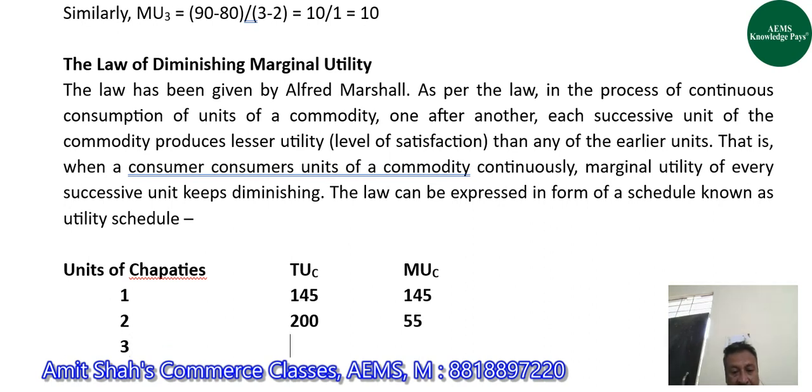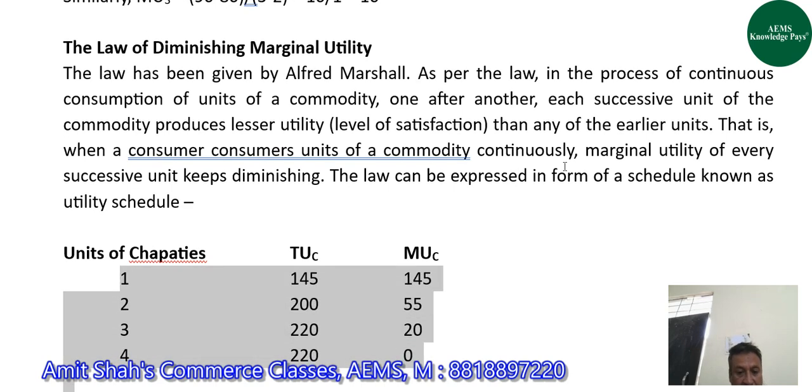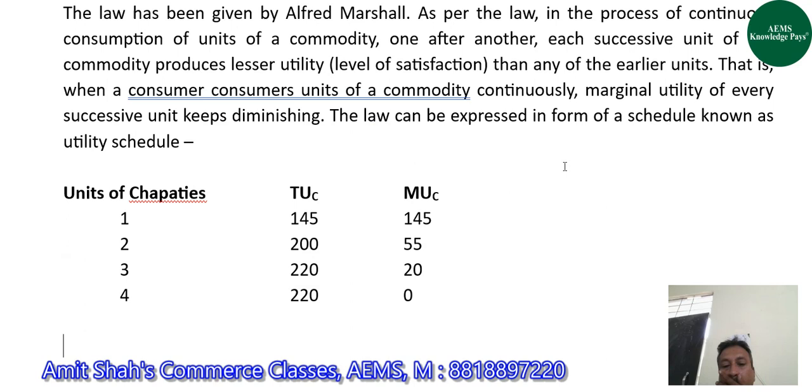Three chapatis together give him satisfaction of 220 utiles. It means the third chapati has given him satisfaction of only 20 utiles. When he goes for the fourth, his satisfaction, that is TU, remains the same. It means the fourth chapati has produced nothing for him. No satisfaction at all. I hope, guys, you all have understood this.